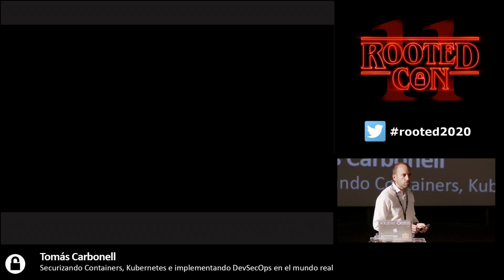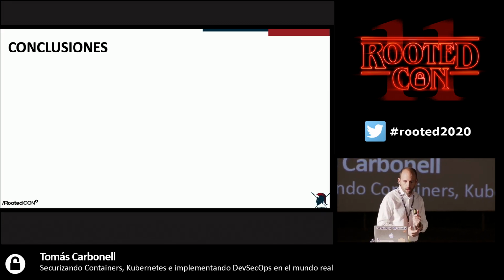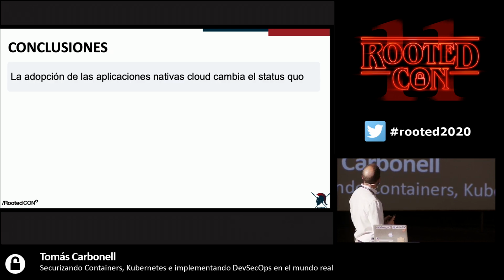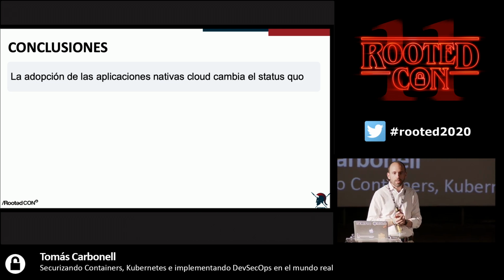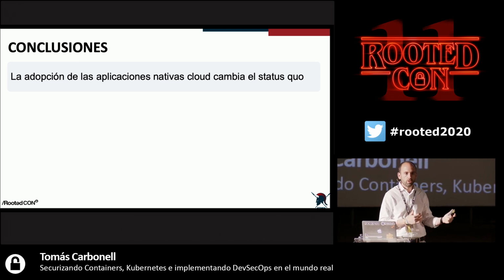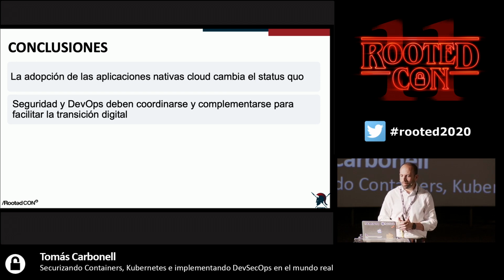So I'd like to summarize some of the conclusions we've seen today, and if you have questions, I will be more than happy to answer them. The first conclusion I would like to share with you is that the adoption of all this cloud-native application changes the status quo. The relationship of our teams has changed, so we need to adapt. We need to find a way to be more coordinated and complement each other, security and DevOps, in order to make digital transition easier and to continue being operational in organizations.